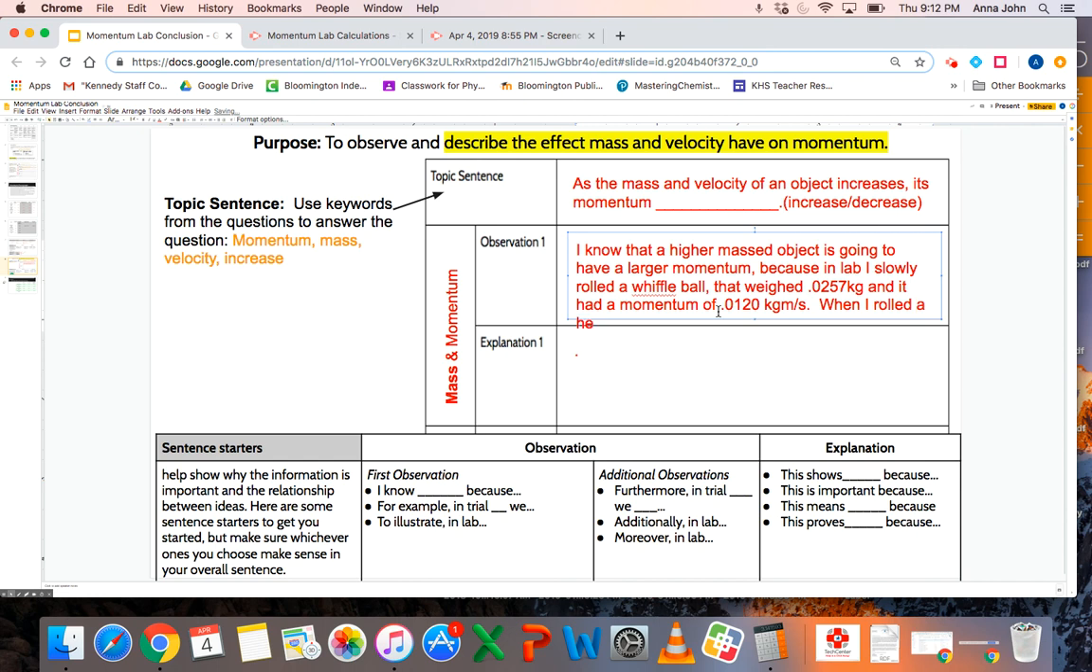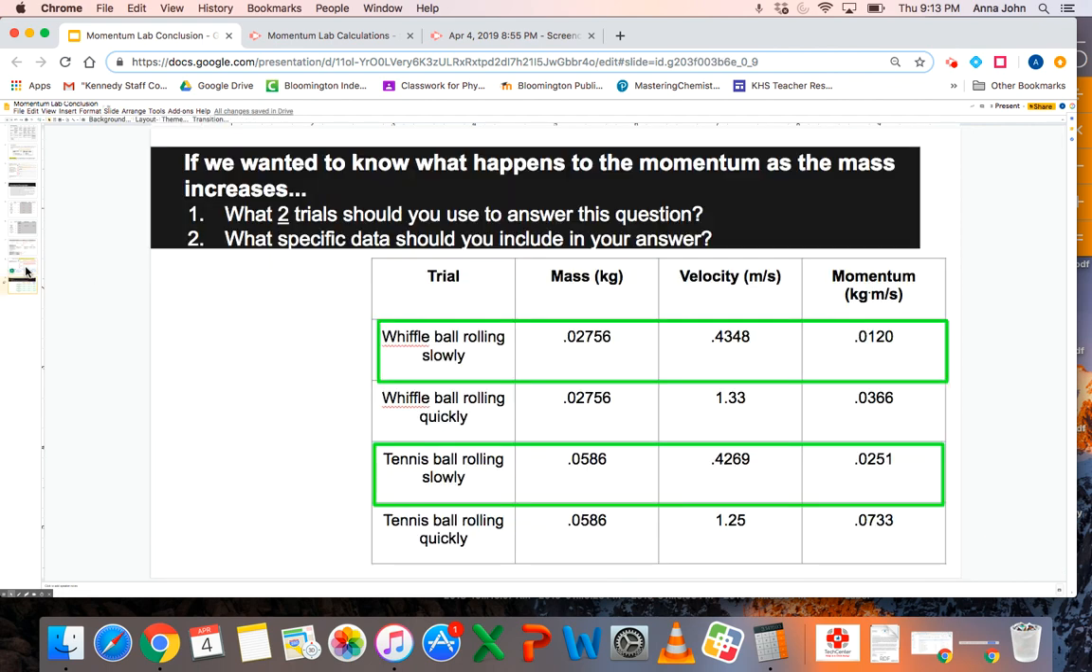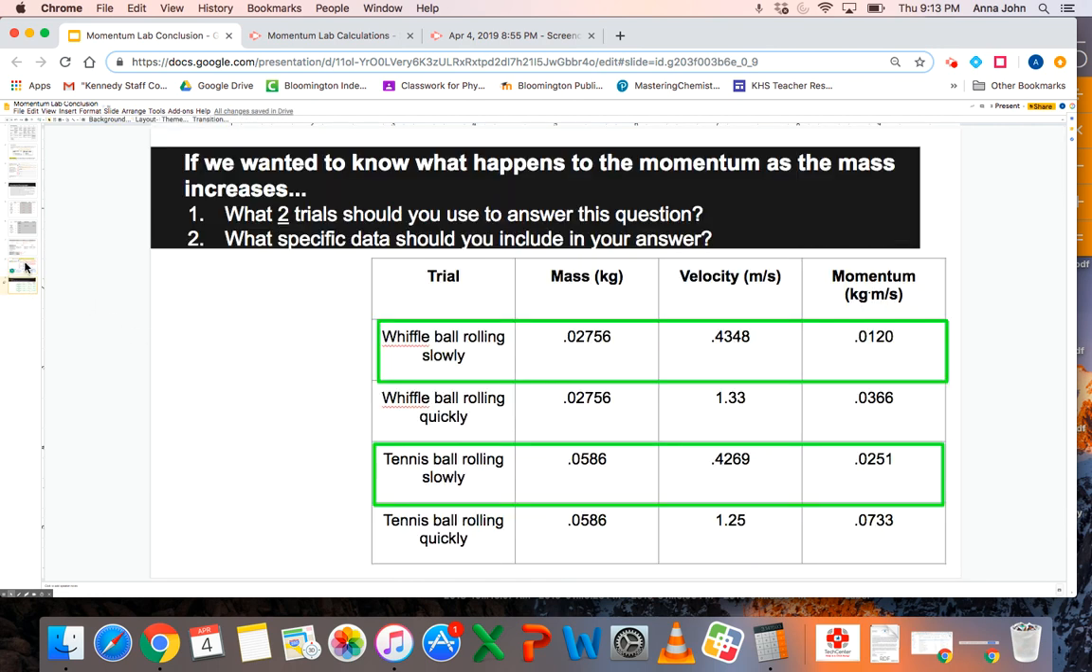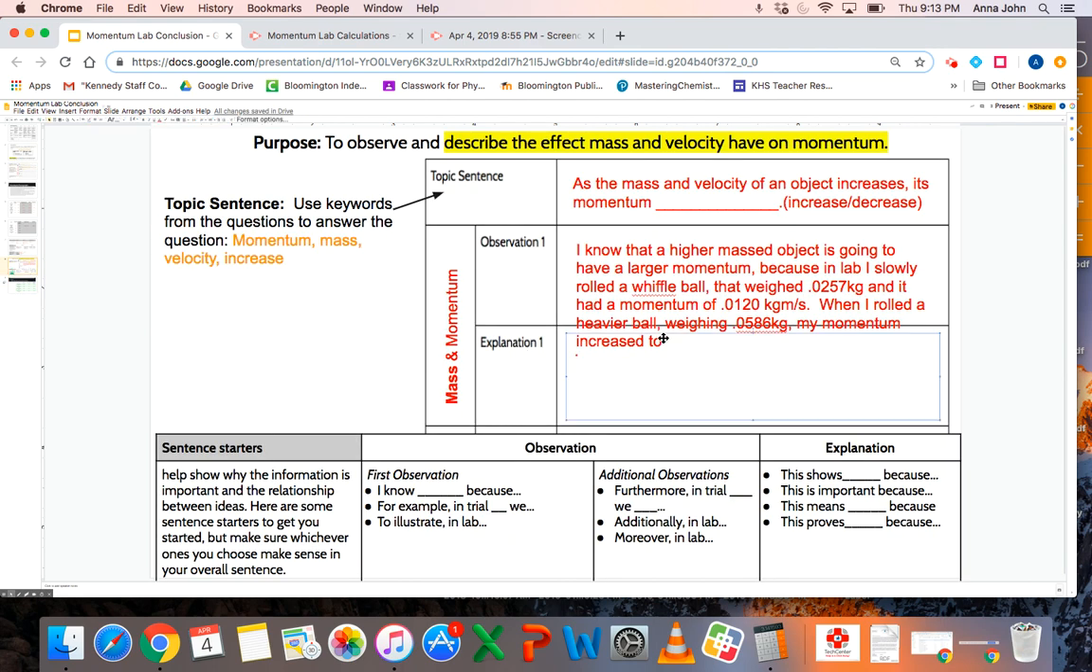When I rolled a heavier ball weighing, how much did my tennis ball weigh? 0.0586 kilograms, my momentum increased to 0.0251 kilograms times meters per second.